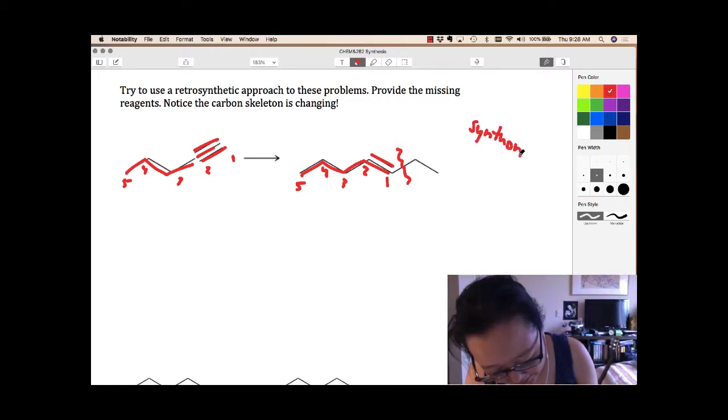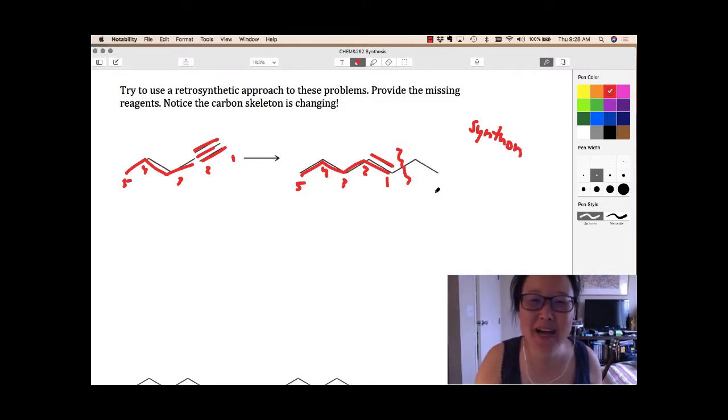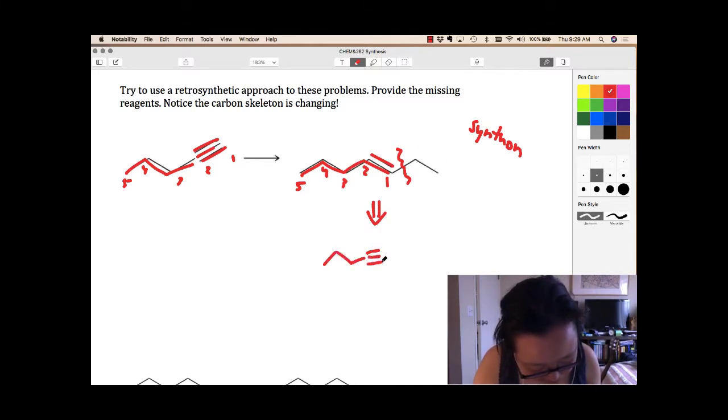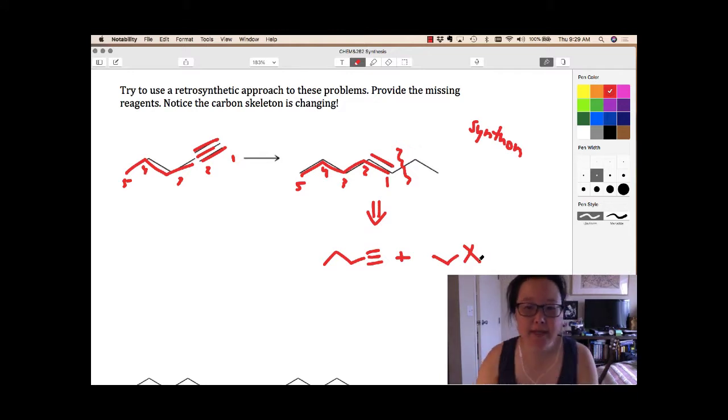Synthon. Okay, so to do that, I think you see that this is an alkylation reaction. So, when we do retrosynthesis, we use this special back arrow that this came from this plus something like this. Okay, and so that's our retrosynthesis. Okay, so now going forwards, what is it that we need?